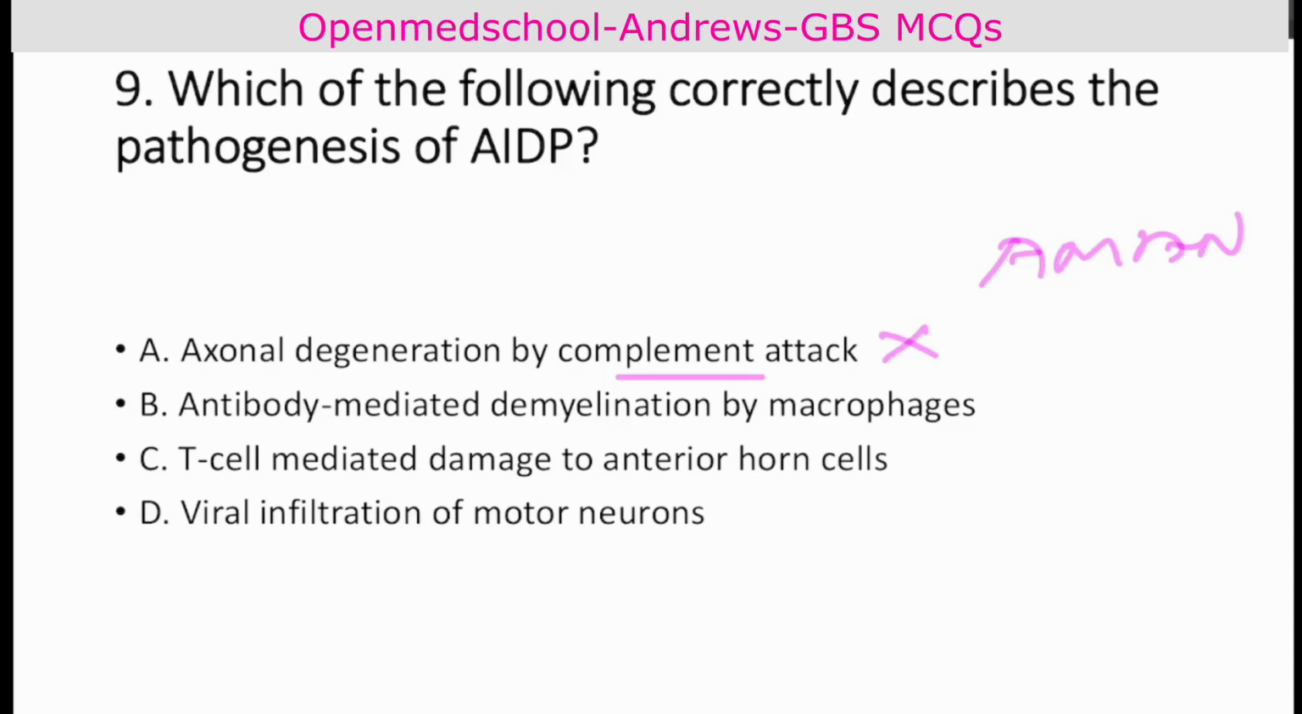Antibody mediated demyelination by macrophages is partially true. T cell mediated damage to retroviral cells, viral infiltration is wrong. So this is antibody mediated demyelination by macrophages. The T cells and macrophages produce damage to the myelin sheath.